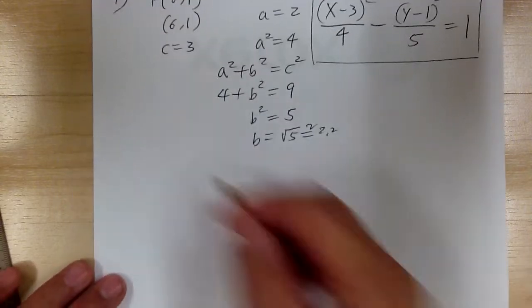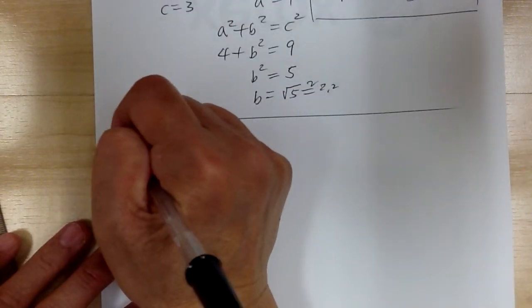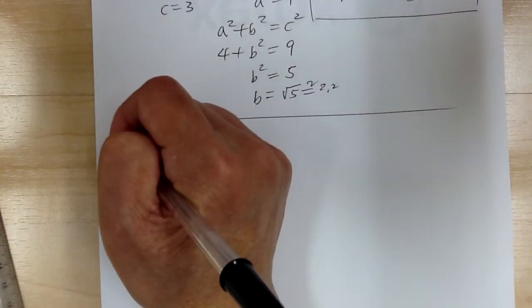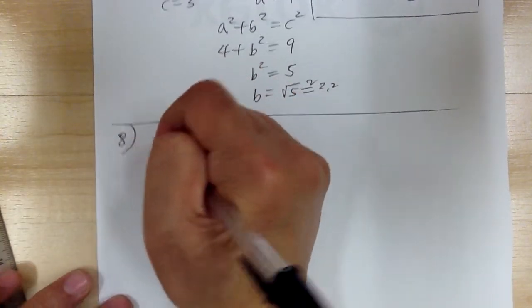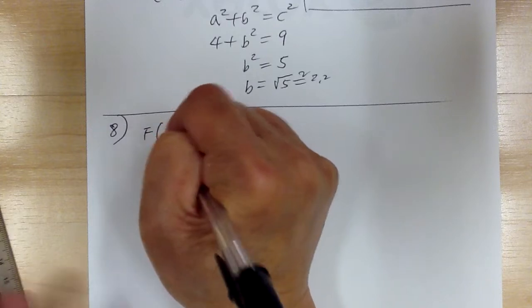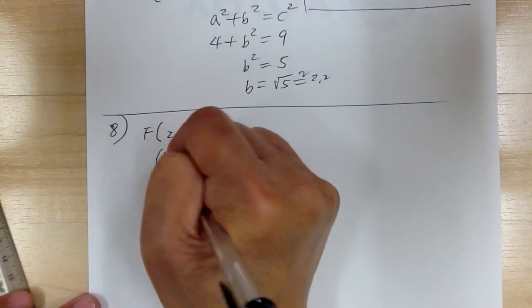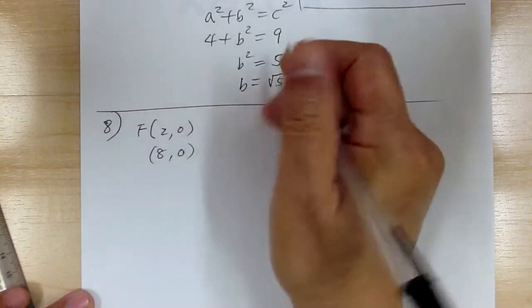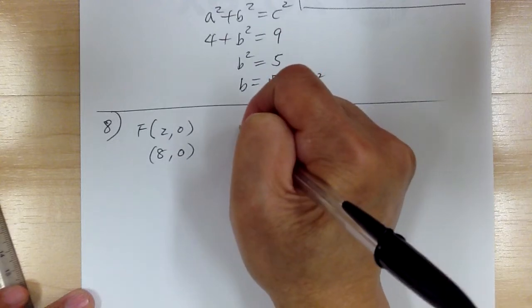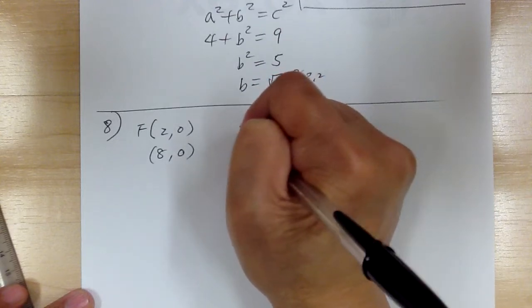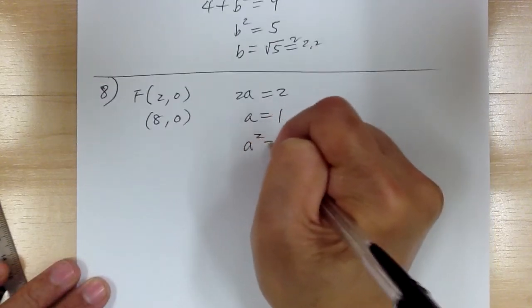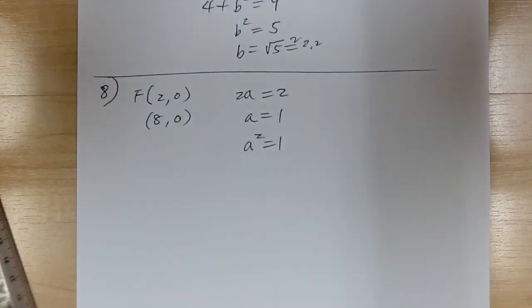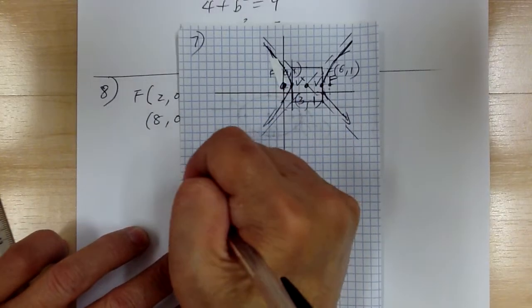Okay, let's go to number 8. Okay, the four sides are 2, 0, and then you got 8, 0. And the difference of focal radii, so 2a equal to 2, so a equal to 1, so a squared equal to 1. Okay, so that's going to sketch this.